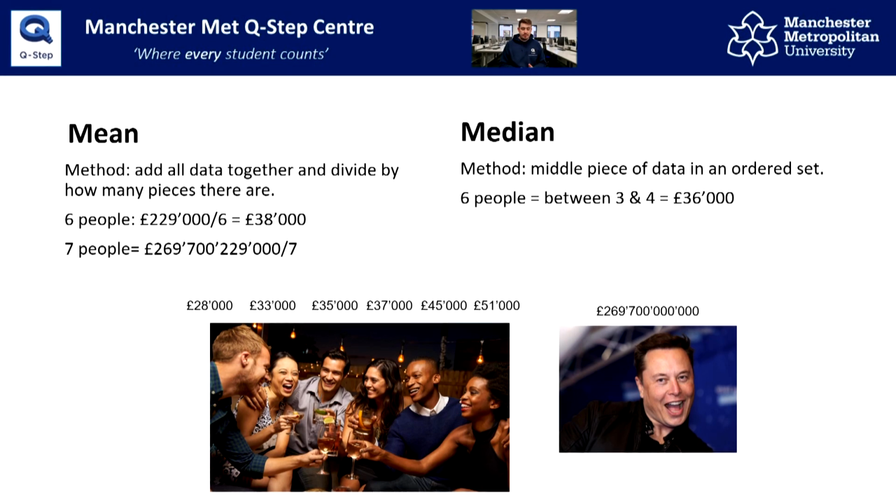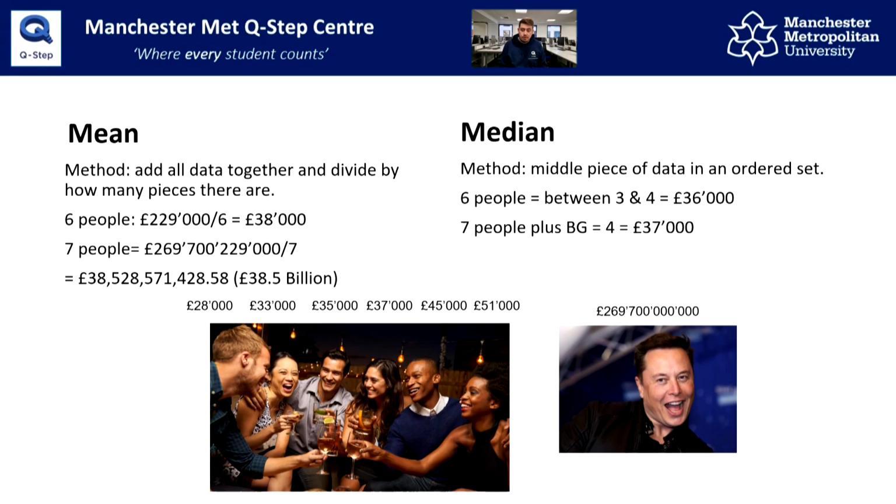If you divide that by 7, your average is 38.5 billion. So now our sample size, even though it's only increased from 6 to 7, our average, our mean, has gone up from 38,000 a year to 28.5 billion per year. So as you can see, the average has been really influenced by that extreme value, that new maximum value.